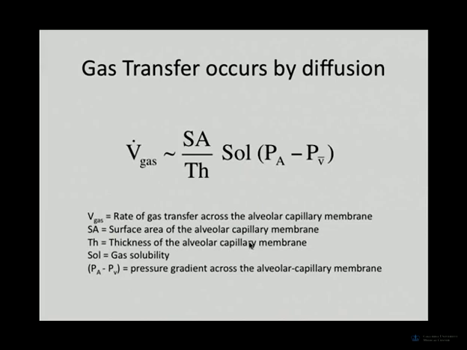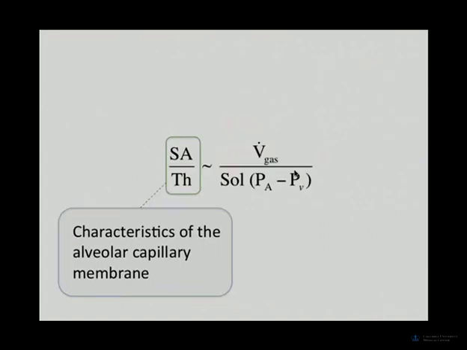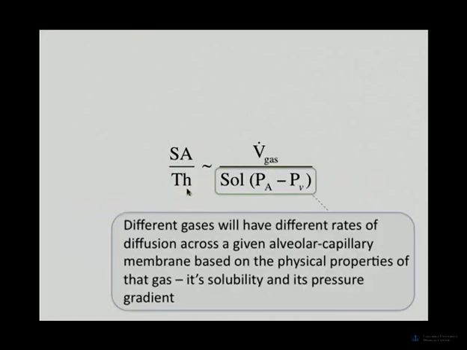We know that this is the equation of how gases move across an alveolar capillary membrane, or any membrane for that matter. The surface area and the thickness are the characteristics of that membrane. These are the characteristics of the gas. You can look at the characteristics of that membrane as how a particular gas behaves. And in particular, we're talking about the alveolar capillary membrane. We can use a particular gas at a particular concentration and judge essentially the health of this membrane. How good is its surface area? How good is its thickness?